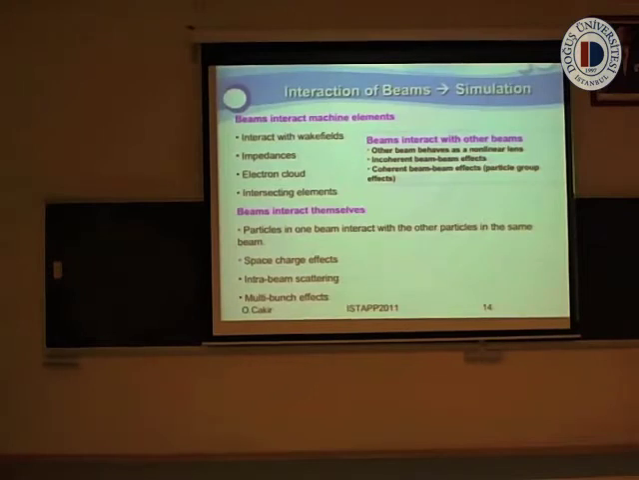What type of interaction can occur? For example, Coulomb interaction can occur because they are the same particles, electrons. They repel each other, and we have to keep them in a focused region. Space charge effects, intra-beam scattering, and multi-bunch effects.